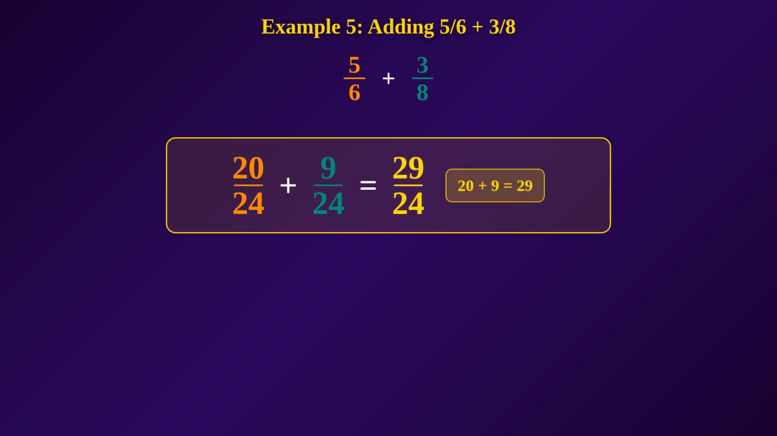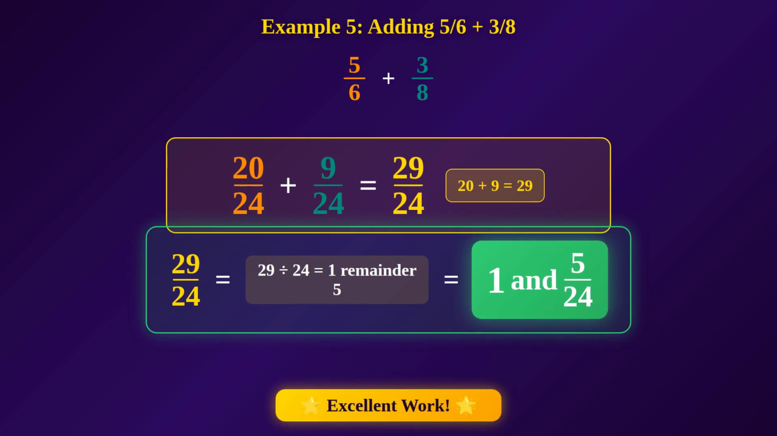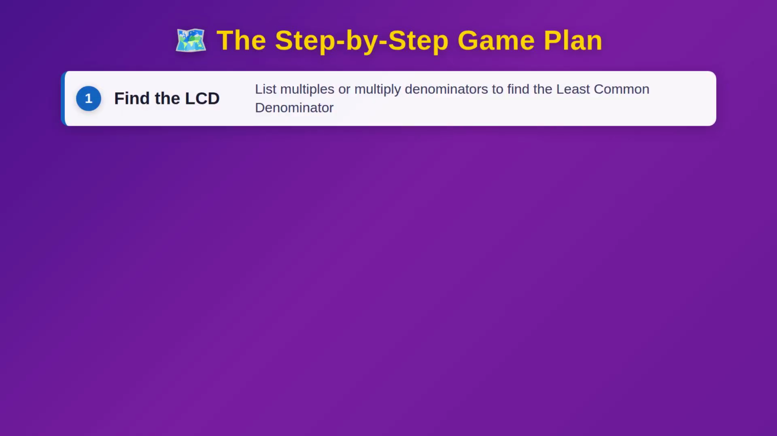5/6 becomes 20/24. Now convert 3/8. 8 times 3 equals 24, so multiply top by 3. 3 times 3 is 9. 3/8 becomes 9/24. Add the tops. 20/24 plus 9/24. 20 plus 9 is 29, so we get 29/24. That's greater than 1, which means it's an improper fraction. 29 divided by 24 is 1 remainder 5, so our answer is 1 and 5/24.